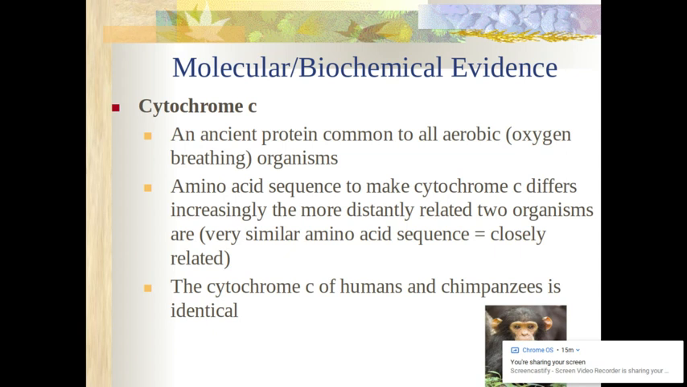But the cytochrome C of humans and chimpanzees is identical. And that tells us that we are more similar. That means we have similar proteins. That means genetically we're more similar. Now that means that we didn't come from chimpanzees. It doesn't mean that we came from monkeys. It means that a long time ago, there was an organism that was similar to both chimpanzees and monkeys.